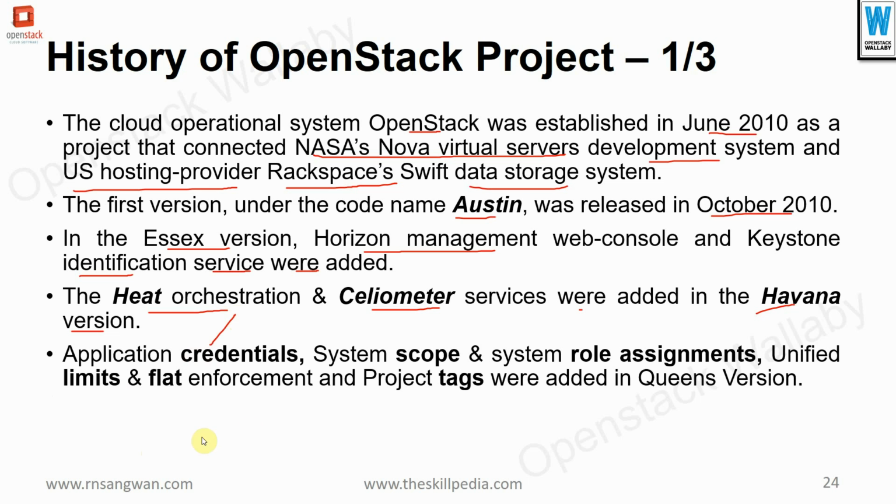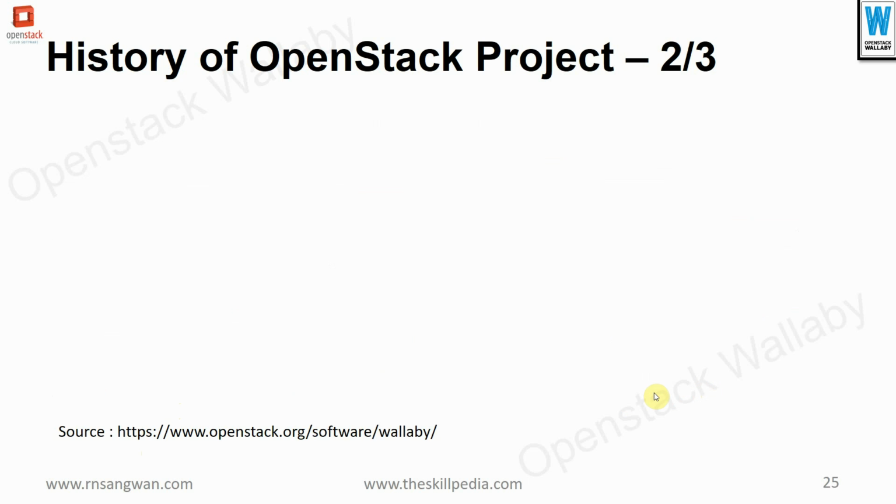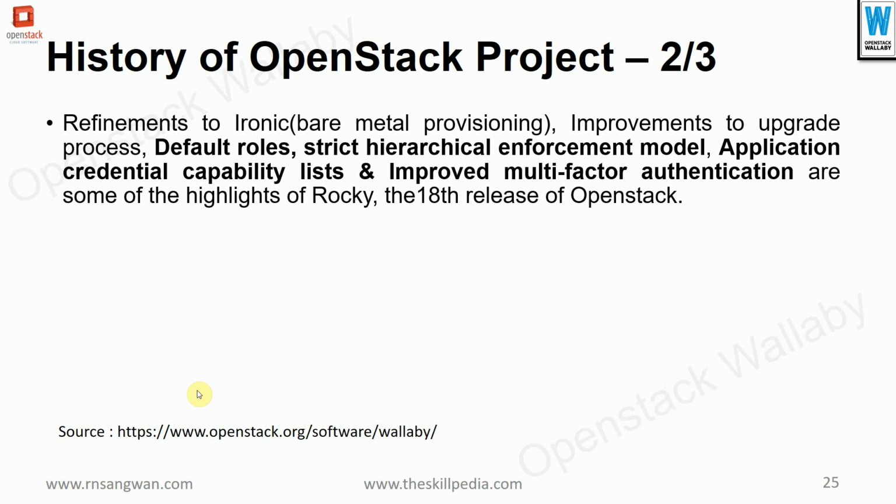Application credentials, system scope, system role assignment, unified limits, and flat enforcement and project tags were added in Queens version. They were not there before that. Refinement of Ironic, that is bare metal provisioning, improvements to the upgrade process, default roles, strict hierarchical enforcement model, application credentials capability lists, and improved multi-factor authentication are some of the highlights of Rocky, the 18th release of OpenStack.